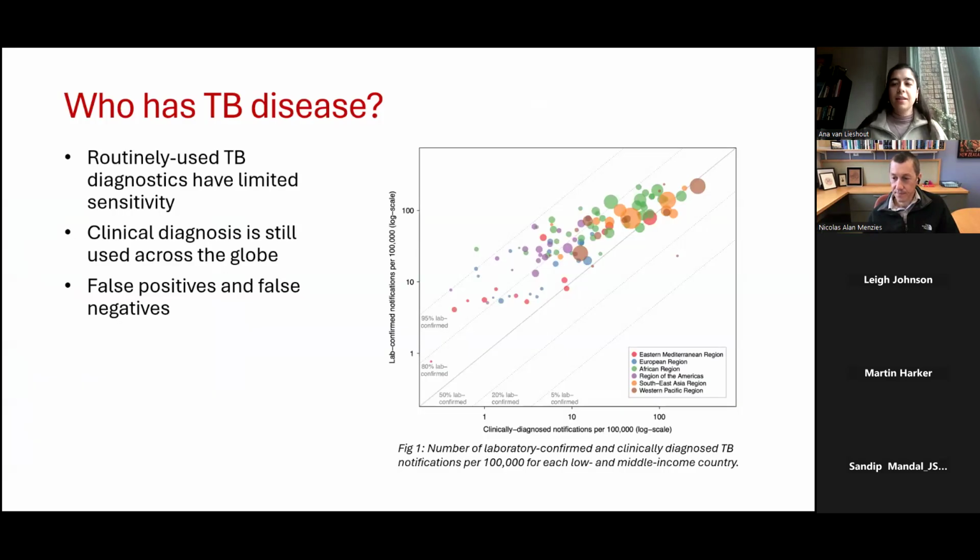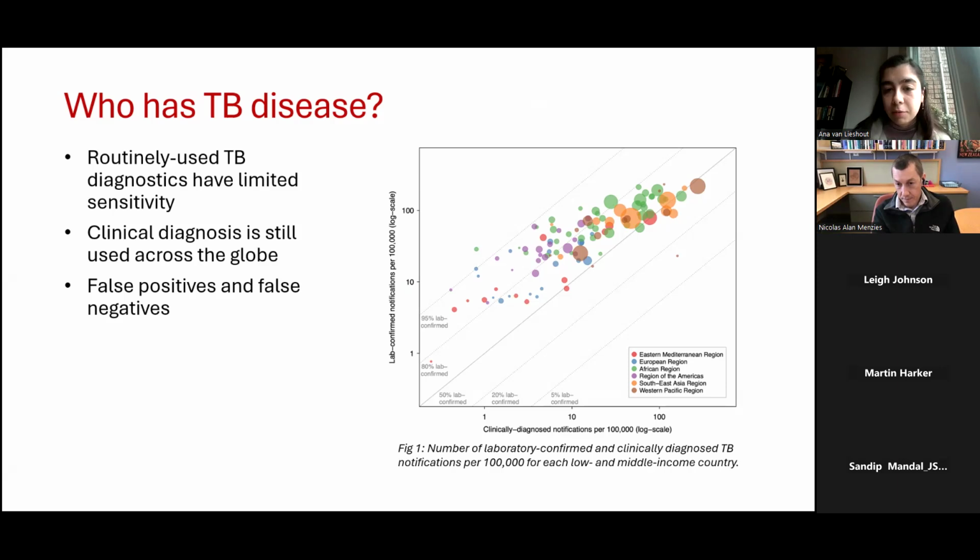So the main idea of this paper was to find out who actually has TB disease, or how many false negatives and false positives the current algorithm performance has. So we know that TB diagnostics have limited sensitivity, so smear microscopy, but also the RDTs that are being used. And besides these, that also means a lot of clinical diagnosis is still being done across the globe.